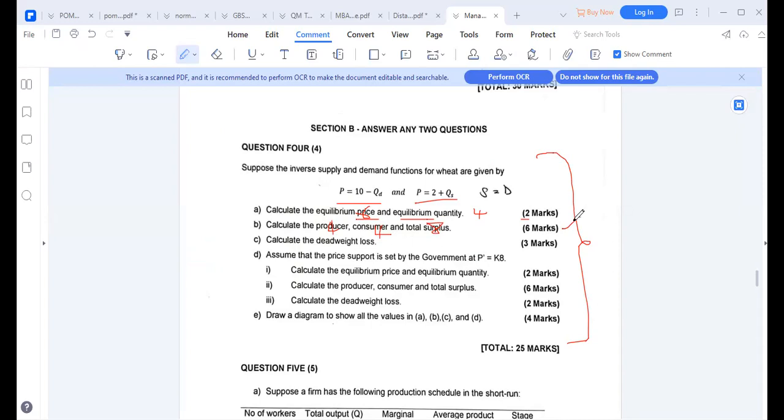Any questions so far? So this question is supposed to come here.